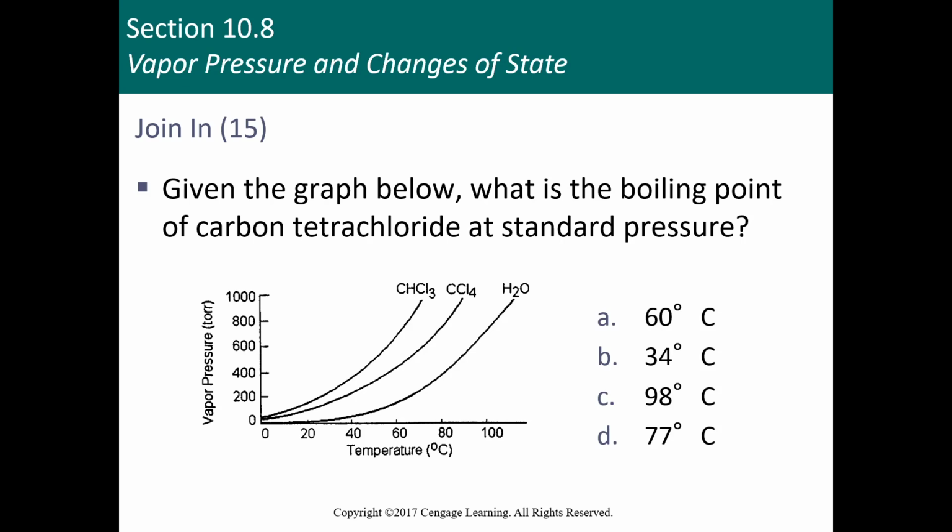Given the graph below, what is the boiling point of carbon tetrachloride at standard pressure? What we're going to do here is look at the graph. You don't actually need to know anything other than which one is carbon tetrachloride, so it's that one, and how to read a graph. So you look over here: what's the standard pressure? Well, it's 760 torr. So you trace over to carbon tetrachloride. We're trying to find a temperature, so now we trace down, and we see it's the high 70s. And right there's the high 70s. So there we go.